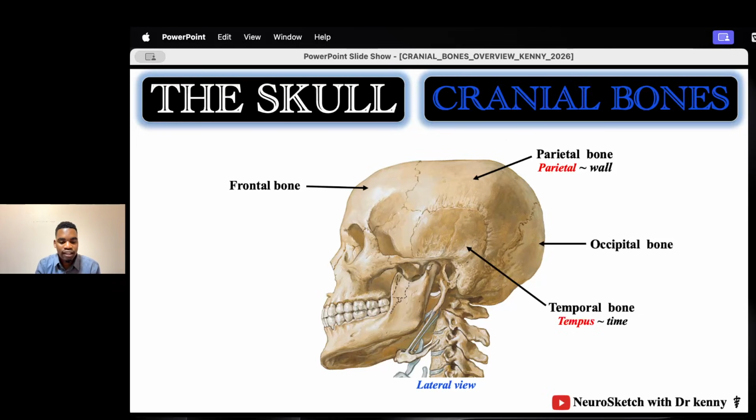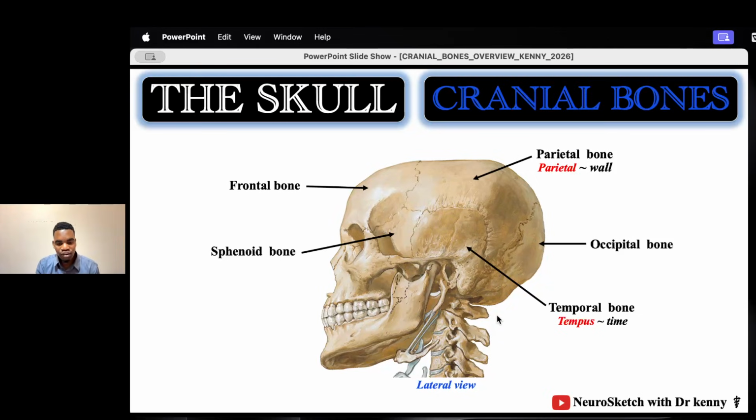We have another bone here which you are seeing only part of. It's called the sphenoid bone. The sphenoid bone is this bone over here, but we are seeing only the greater wing of the sphenoid bone. We're going to discuss it. I'm going to show you what it looks like, and then this is just a part of it.